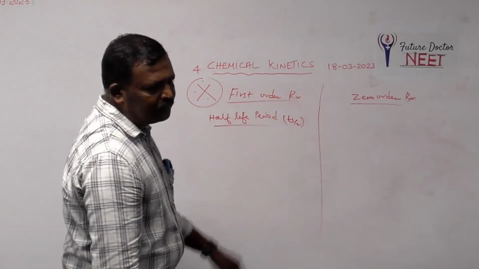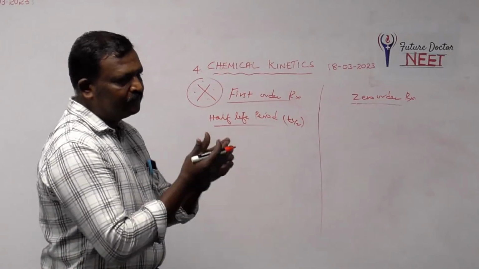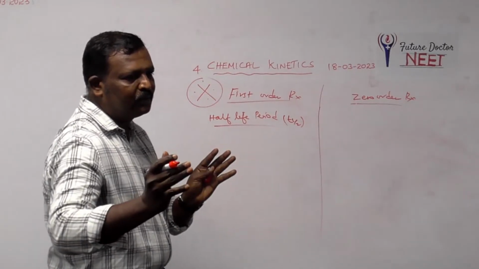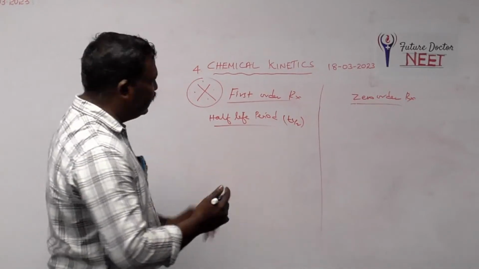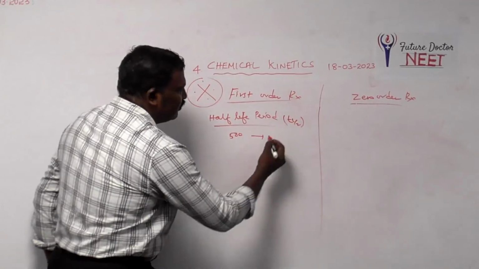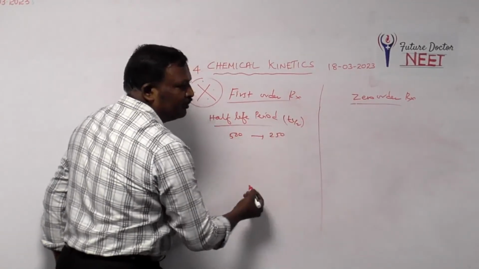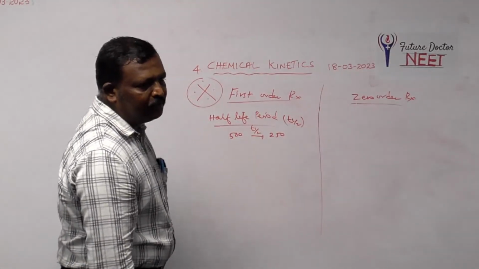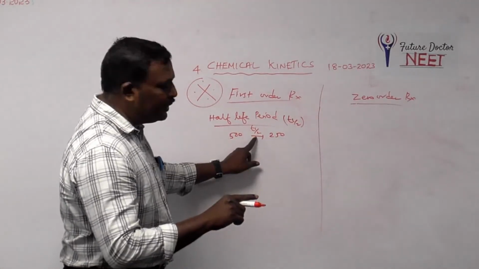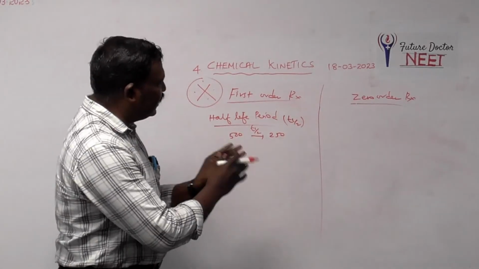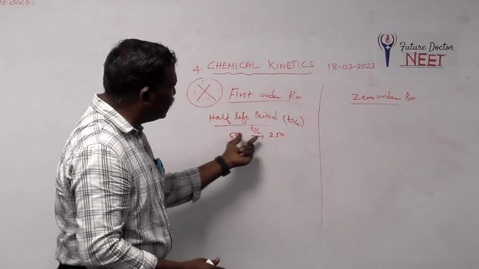What is half-life period? If you have 500 gram, when is it going to become 250 gram? That time duration is called what? Half-life period. Okay. Simply we can say, time taken to complete 50% of the reaction.